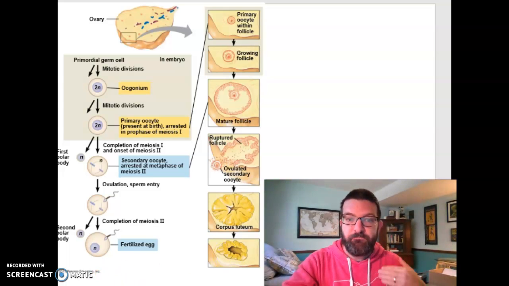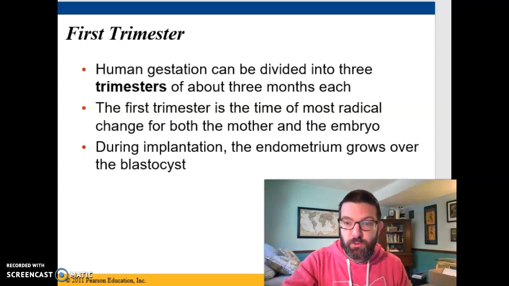If there is, HCG is a hormone that will be produced by the embryo that will keep this around a little longer. After that, in humans, we separate things into first, second, and third trimester, but we'll talk about development next.